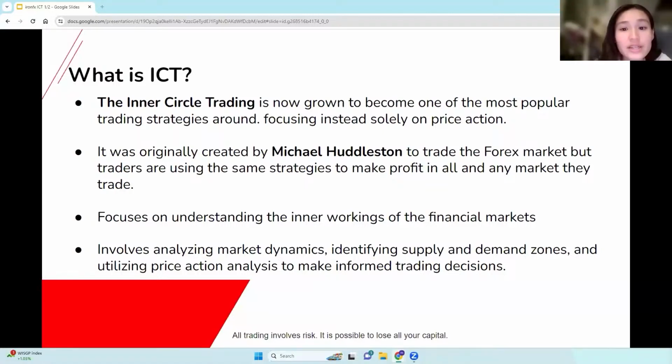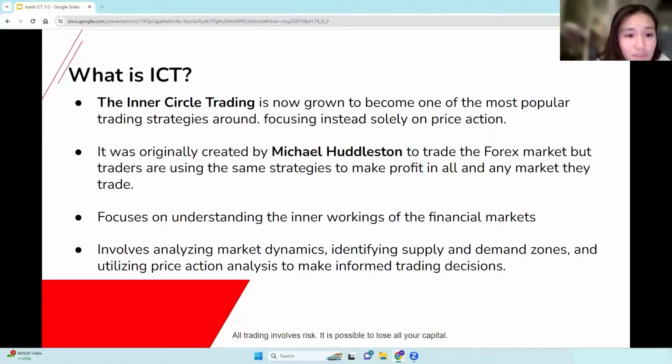So ICT, or inner circle trading, is a trading methodology that focuses on understanding the inner workings of the financial markets. It involves analyzing market dynamics, identifying supply and demand zones, and utilizing price action analysis to make informed trading decisions. It has now grown to become one of the most popular trading strategies around, focusing solely on price action. It was originally created by Michael Huddleston to trade the Forex market, but currently traders are using the same strategies to make profit in all and any market that they trade.